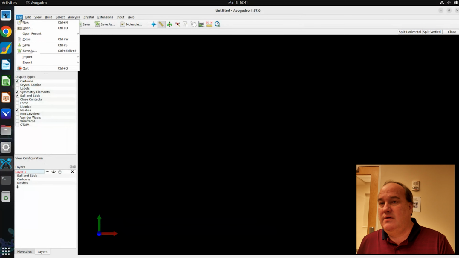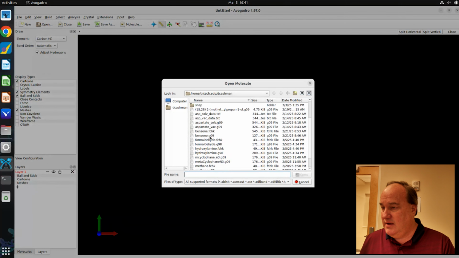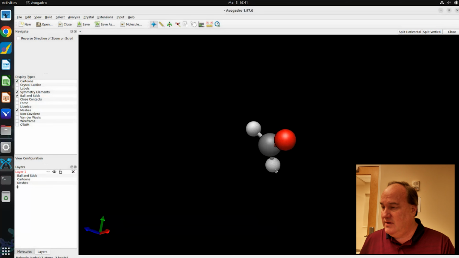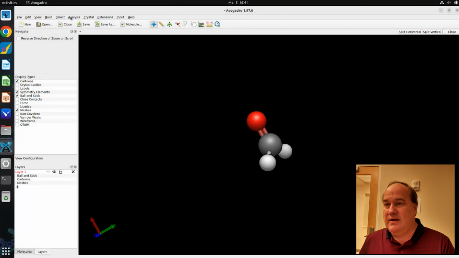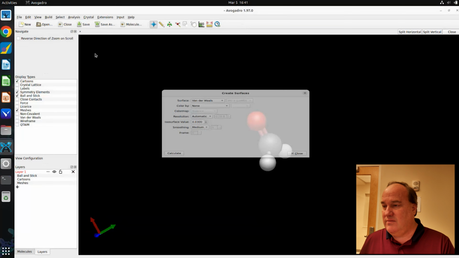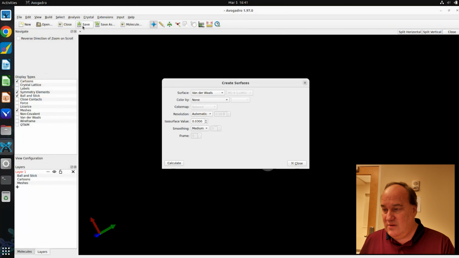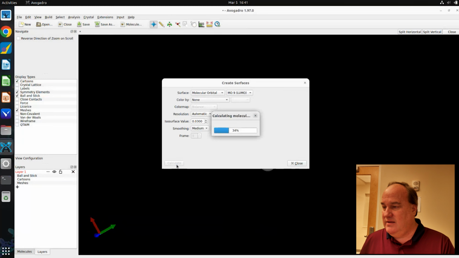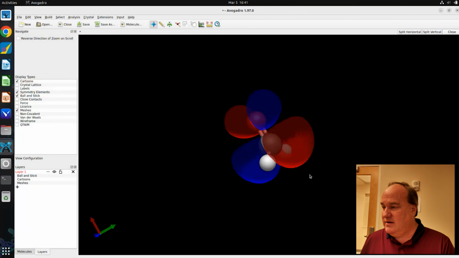Then in Avogadro, I bring up my Avogadro right here, and we will go to File, Open, Formaldehyde. Where's formaldehyde? That's right here. I want to load the fcheck file in Avogadro. So there's my formaldehyde, and then I'm going to go up to Analysis, Create Surfaces, and I want to visualize the molecular orbital. For formaldehyde, I want the LUMO. For hydroxylamine, I want the HOMO. But here I want the LUMO. I calculate, and let's take a look.